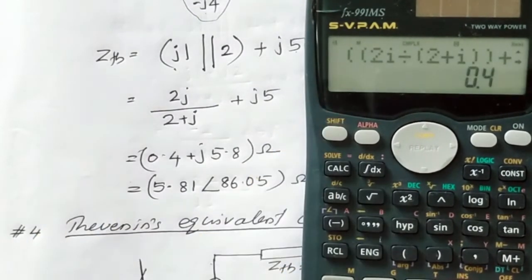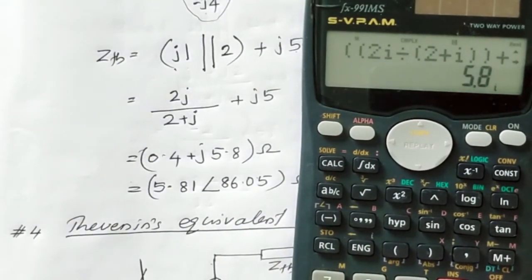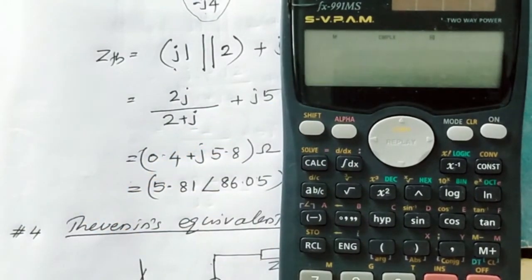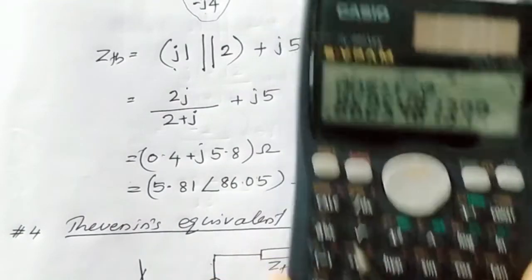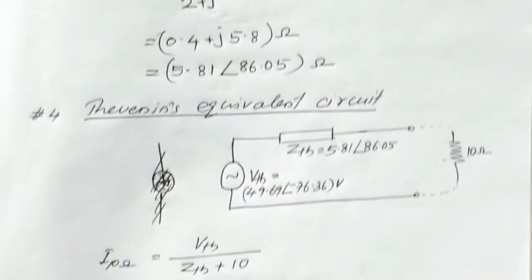0.4 plus j5.8. When we convert that into polar form, the answer is obtained as 5.81 angle 86.05. So the Thevenin's equivalent impedance is obtained as 5.81 angle 86.05 ohm. The next step in Thevenin's theorem is that we need to draw the Thevenin's equivalent circuit.